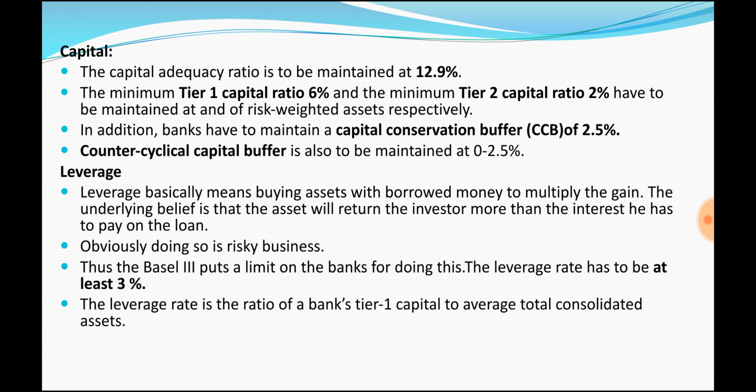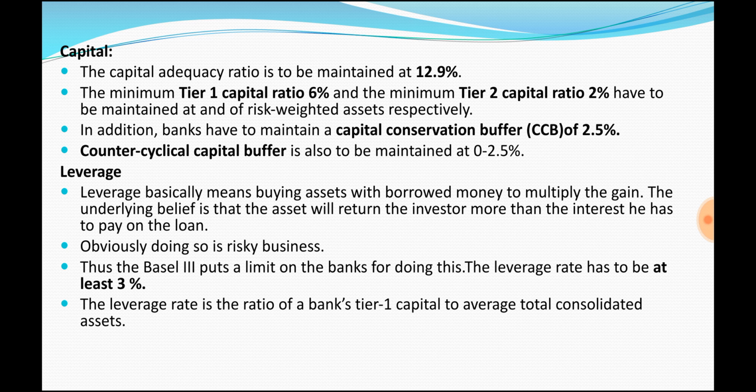It has increased the minimum tier 1 capital from 4% in the second Basel norms to 6%. It did not increase the tier 2 capital, it decreased the tier 2 capital to 2%. So you might ask, 6% plus 2 is also 8, and 4 plus 4 is also 8. So where is the increase in capital adequacy ratio?